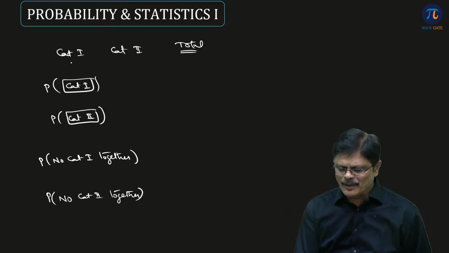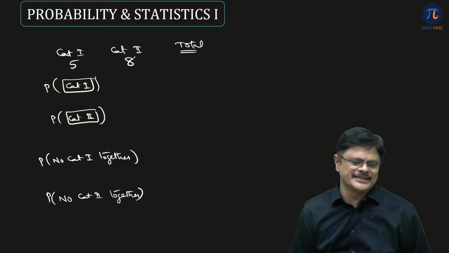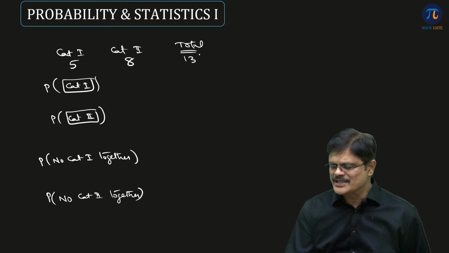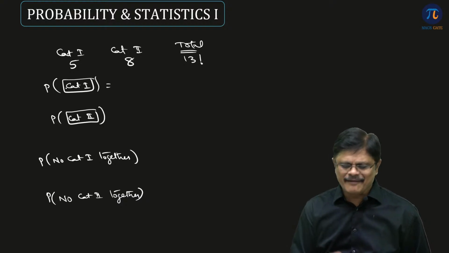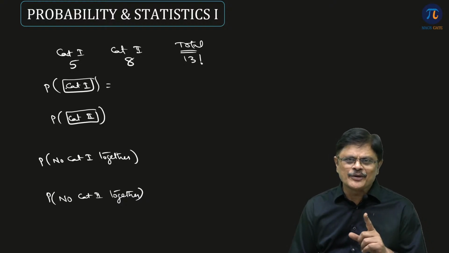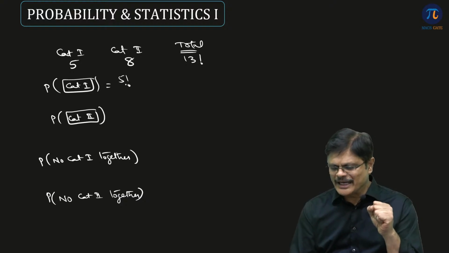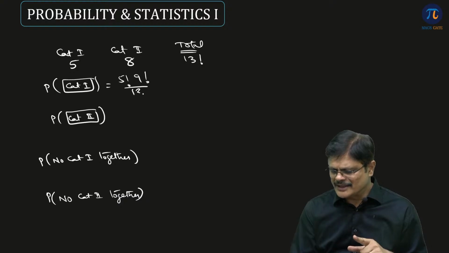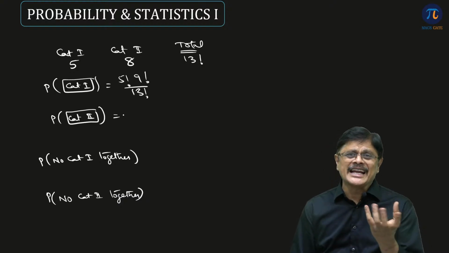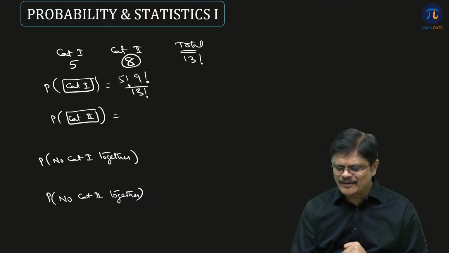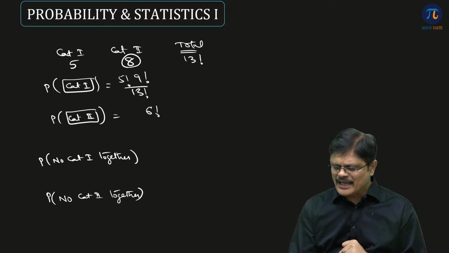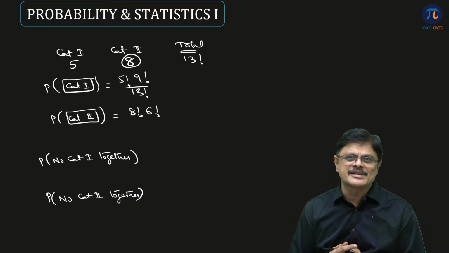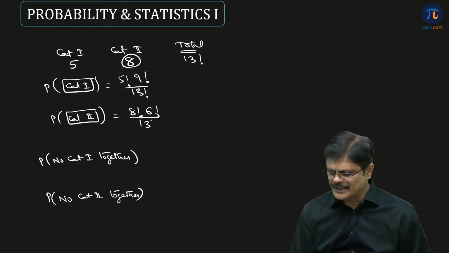For example, let us keep here 5 and here 8. So total is 13, that is total 13 factorial. Category 1 together means they are like 1 unit. 1 plus 8, 9 factorial. Total 13 factorial. Suppose you want category 2 together. This is 1 unit, 1 plus 5, that is 6 factorial, and these people can be arranged among themselves in 8 factorial ways out of 13.